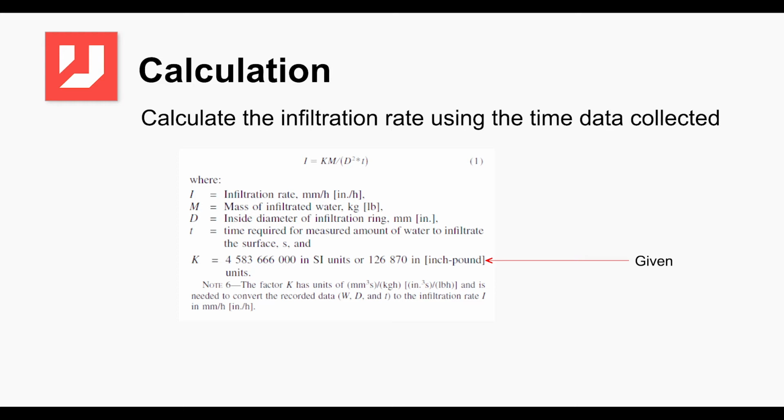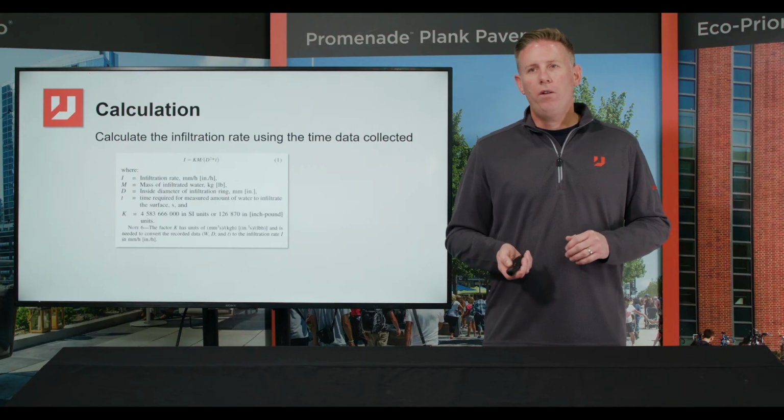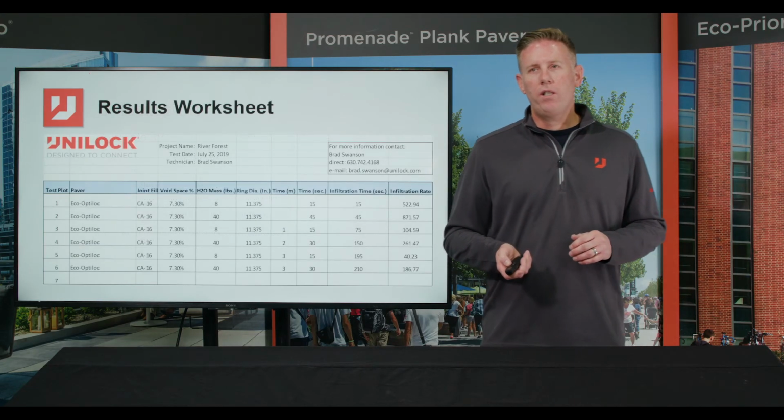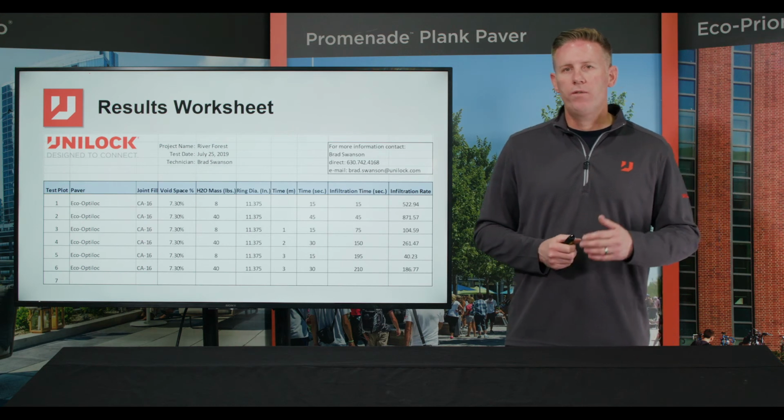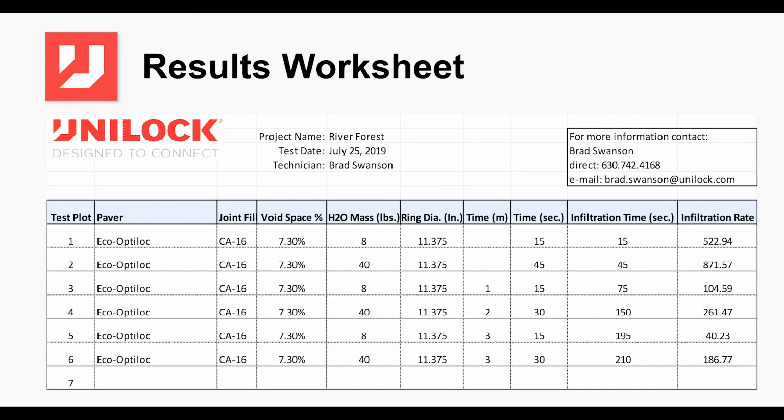This number here is the amount of inches per pound of water it takes to flow through that area. Now, if we go to the next slide and look at the results worksheet, this is for a project we've already done testing on. I just want to show you that if you're doing multiple areas, it's good to have the spreadsheet there so you can write down the time.